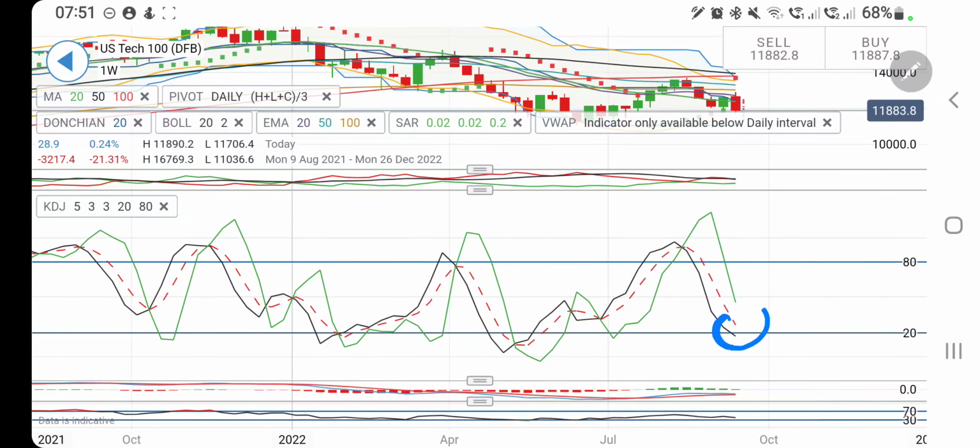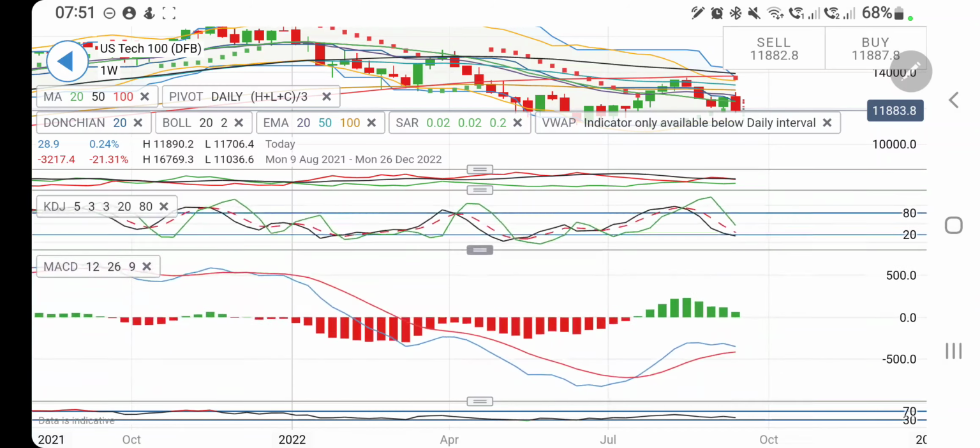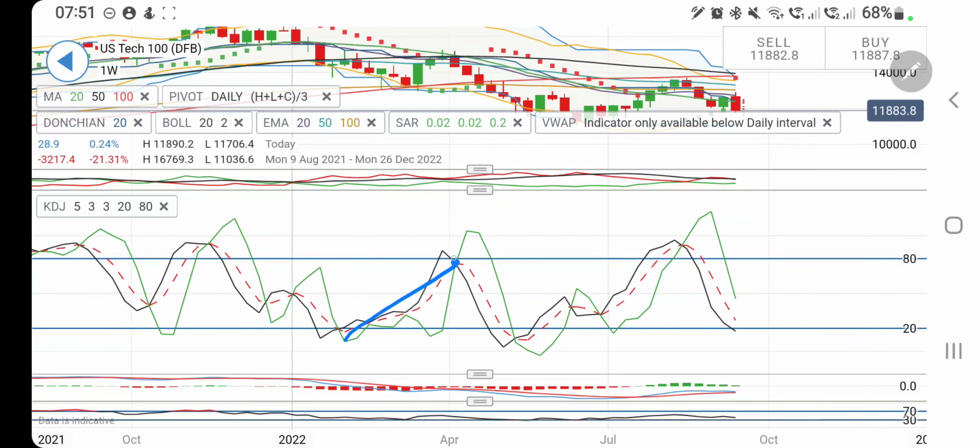The stochastic is again entering into oversold zone. See the slope here and the slope here. Look at the slope indicating bearish markets. Look at this, the slope here and the slope here indicating bearishness. The sharper the drop, the sharper the slope, the more is the bearishness. Now it has entered into oversold zone and it has still some scope for it to sustain this oversold zone for a little while.